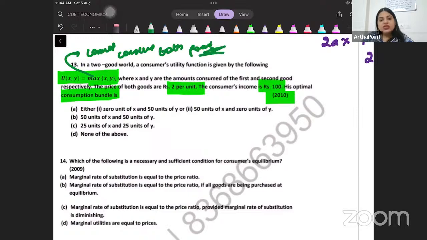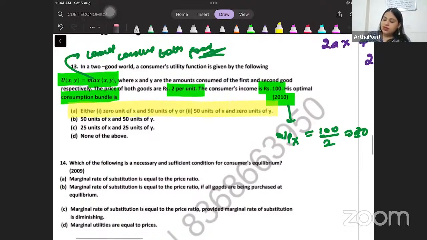So you will either consume all of good X or consume all of good Y. If you consume all of good X, then how much X can you consume? M by PX, so income by price, which is 50. So either I can consume all of good X and 0 Y, or all of good Y and 0 X. Is that clear? So the answer to this question should be A. That's the answer. It's a max function.